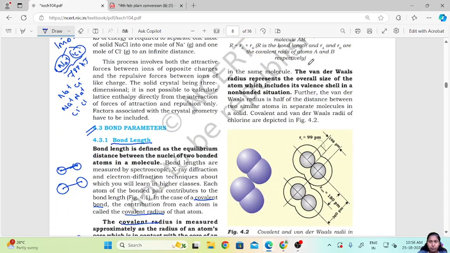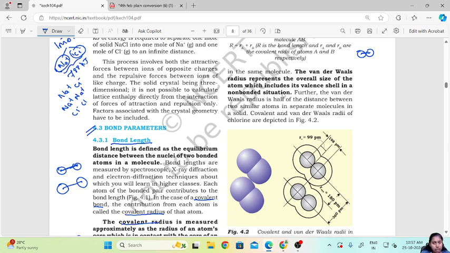Now the van der Waals radius represents the overall size of the atom, which includes its valence shell in a non-bonded situation. For covalent, it is just the core to core distance. It is not like entire distance we are measuring. We are just measuring the radius of both the atoms.